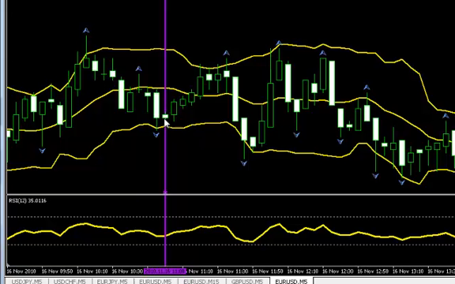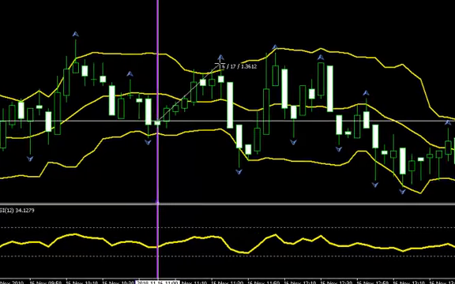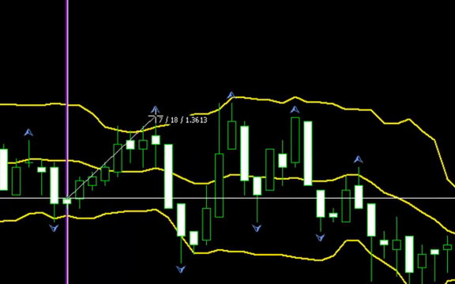Wow, this is a perfect one. Honestly, I didn't look at this before I started doing the recording. Okay, so at 1 o'clock in the morning, let's see if we would have hit our pip goal immediately. It went up, wow, look at that, 18 pips.